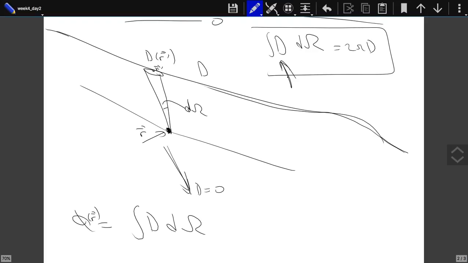Minus sigma, because of the sigma charge distribution. It says that D is the dipole density. Which small D? It goes to 0. 0 is a constant.